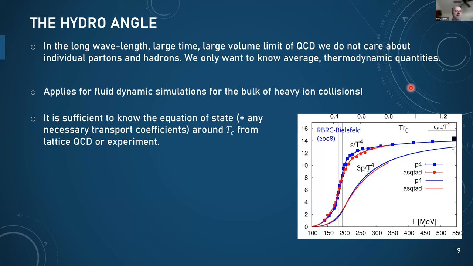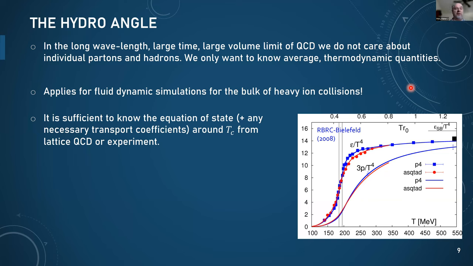If we go to this large time, large volume limit of QCD, where we don't track individual protons and individual hadrons, so we are just interested in average thermodynamic quantities, then we know how to do that because we know how to calculate an equation of state on the lattice. If you think that is enough first principle for you, then at least there's a well-defined approximation to the real world QCD in numerics.